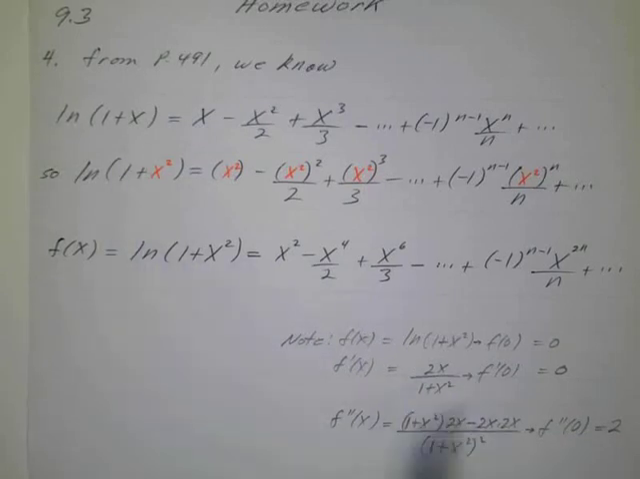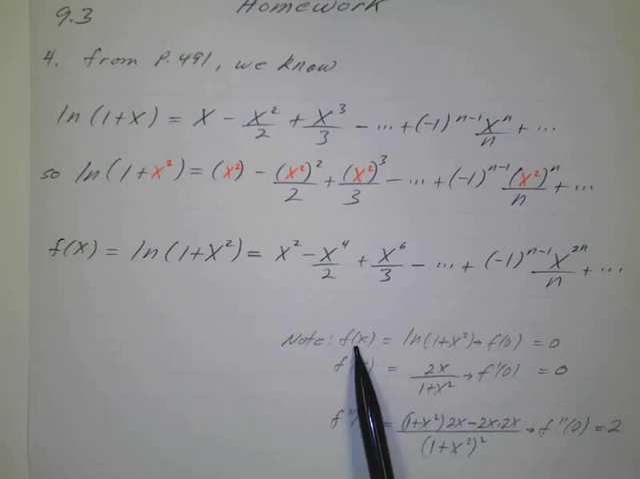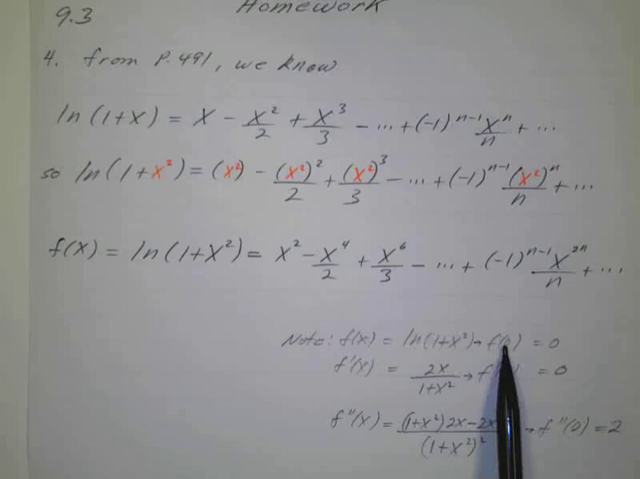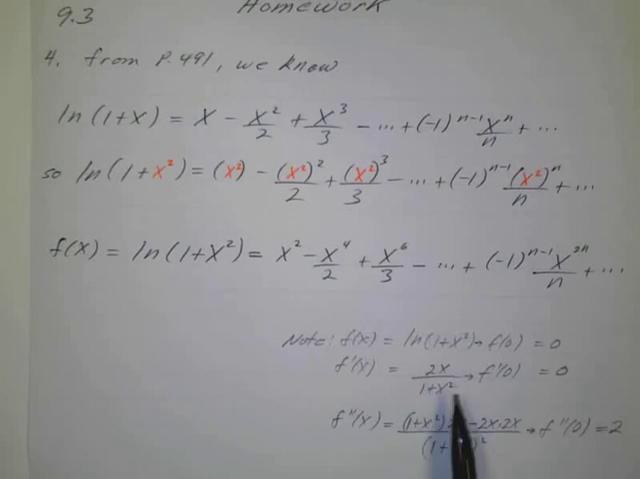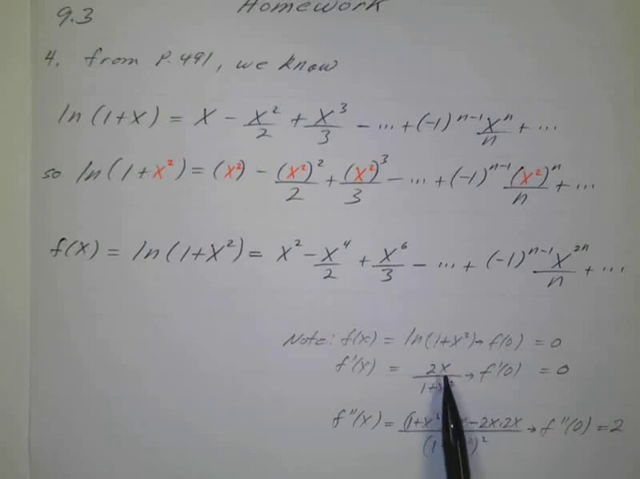So what I did was I went back and did a couple of them just to check and see what would happen. I used f of x equals the log of 1 plus x squared, and I evaluated that at 0, and that's just the natural log of 1, which is 0. Then I took the first derivative, and I got 2x over 1 plus x squared, and I evaluated that at 0, and I got 0 again, 0 over 1.